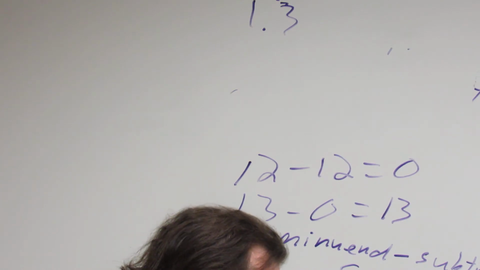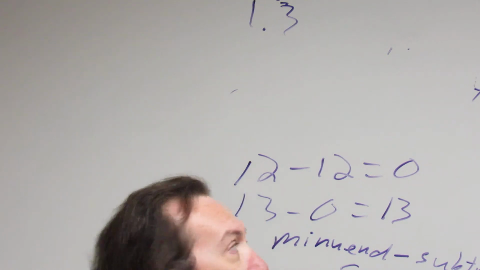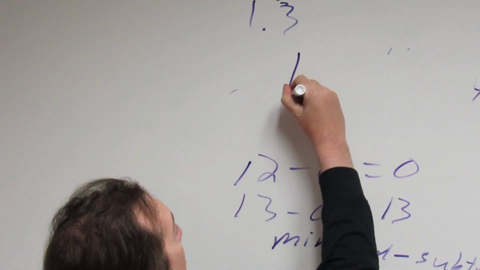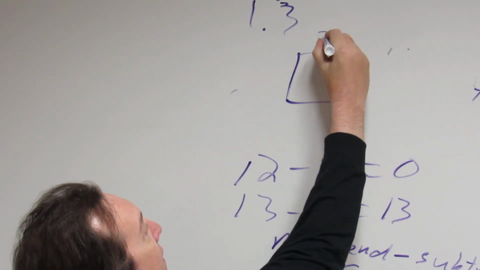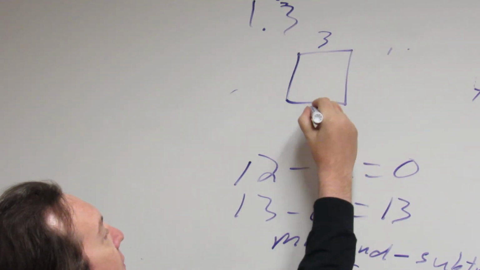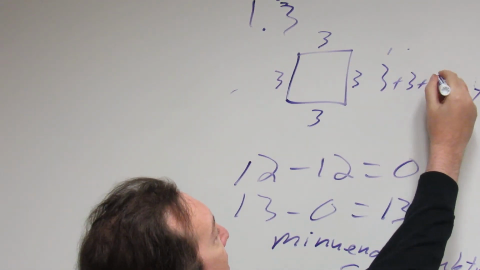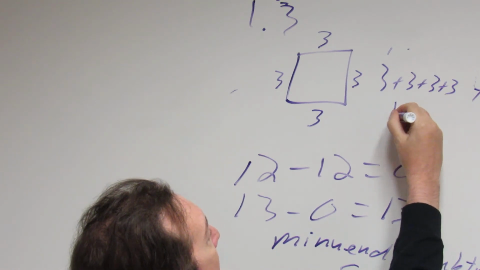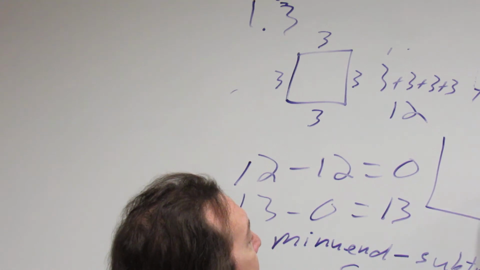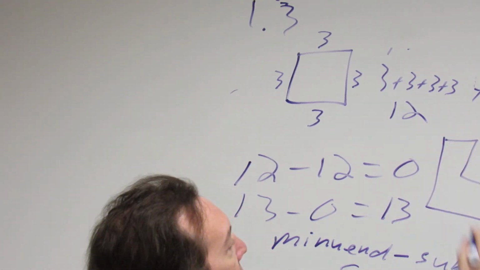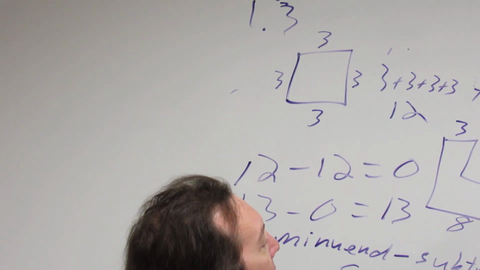For perimeter, to find the perimeter of anything, you're just going to add all the sides. So let's say we have a perfect square and it only gives you that this is 3. You're just going to put 3's here, and it's 3 plus 3 plus 3 plus 3. That equals 12.